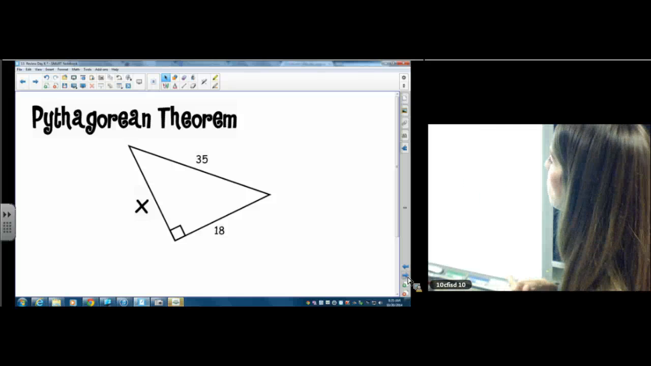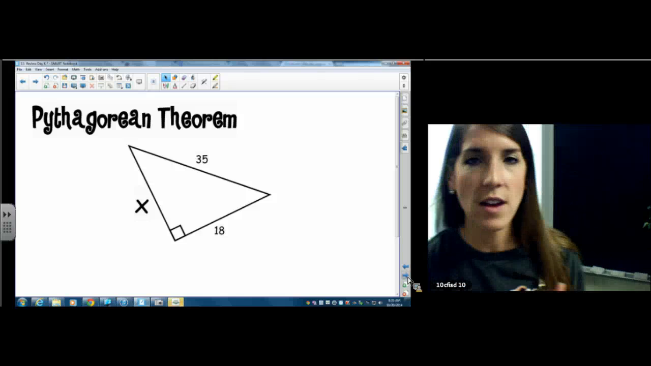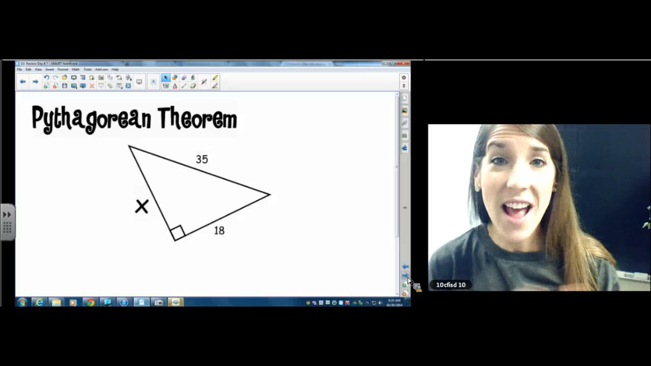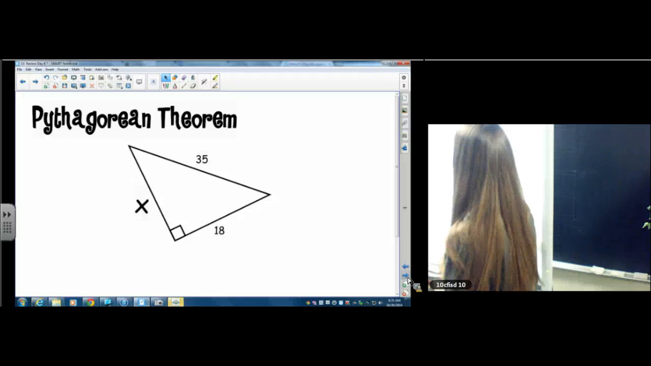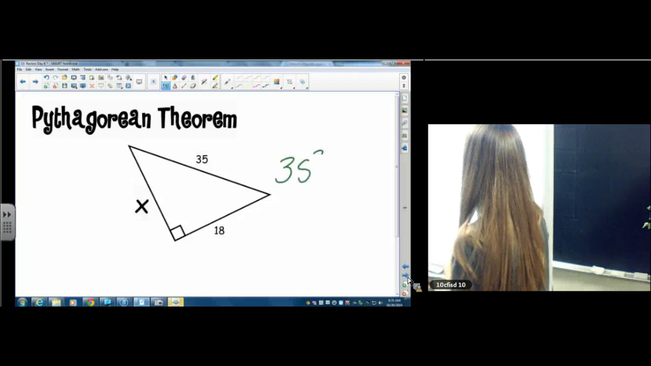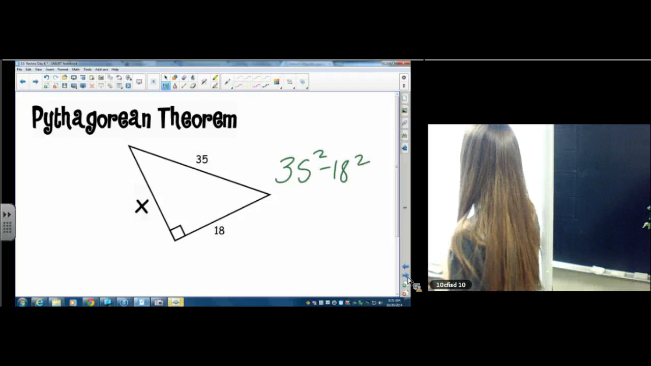All right, so just be careful. When you're doing Pythagorean theorem and you're missing a leg, that's a subtraction problem, not an addition problem. I go straight to this. I do 35 squared minus 18 squared, and I take the square root.